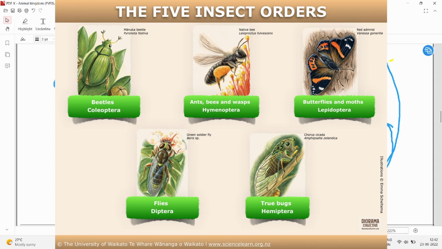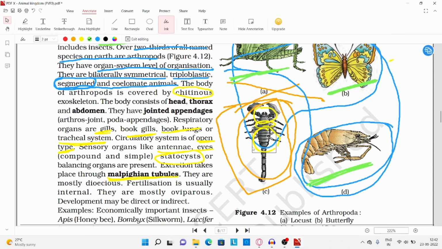Now, what is Coleoptera? Which are the organisms present in Coleoptera? It is the most diverse order of Insecta. They have two pairs of wings. They have biting and chewing type mouthparts, and they usually have very strong jaws. They have complete metamorphosis. Examples of Coleoptera are beetles.